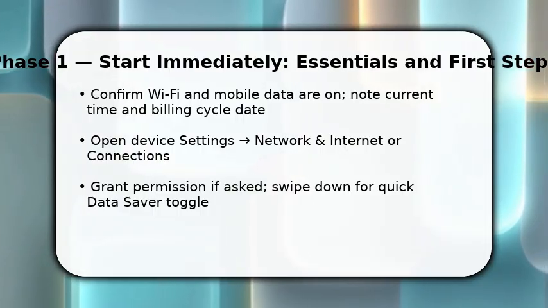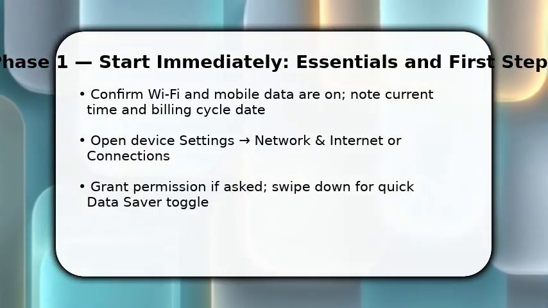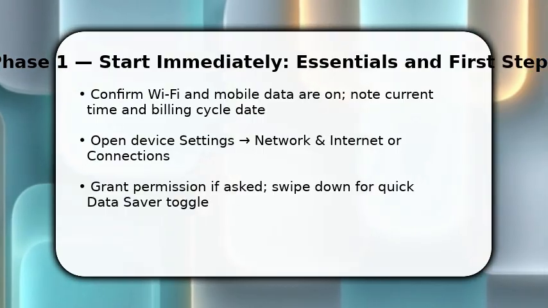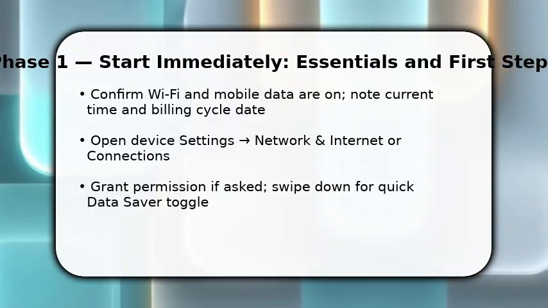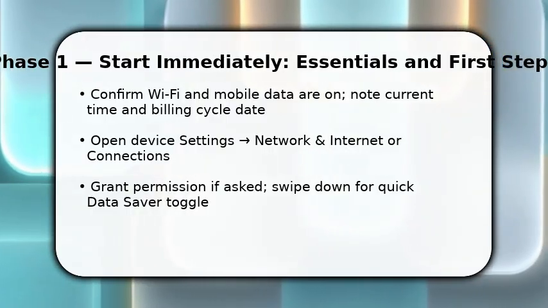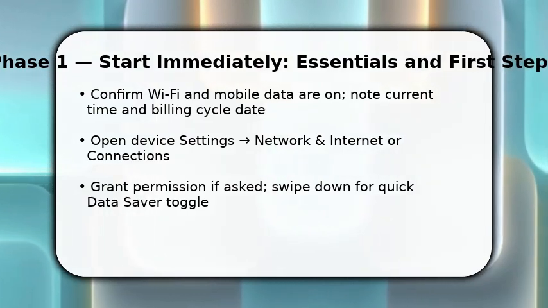Once done, grant any permission prompts so the system can track foreground and background usage. Make sure to toggle Data Saver off for full visibility. Then tap Mobile Network or Data Usage to begin. This gets you straight into detailed counters and per app breakdowns without extra steps.